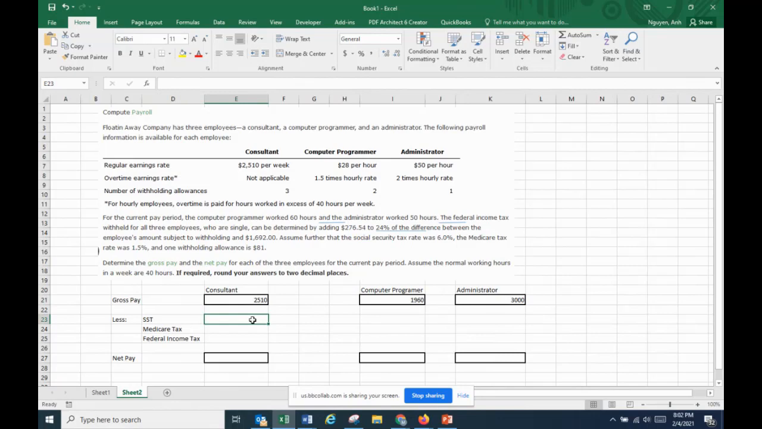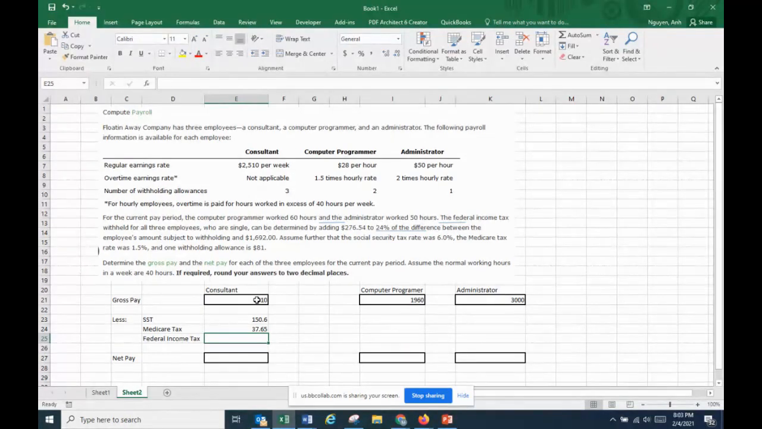But Social Security tax for the consultant, we know it's going to be equal to 0.06 times this number. That's the Social Security tax. Medicare tax is 1.5%, so equals 0.015 times this, the amount subject to tax. It may be the gross pay or it may not be the gross pay. It's whatever pay is subject to these taxes, so it's not always the gross pay.